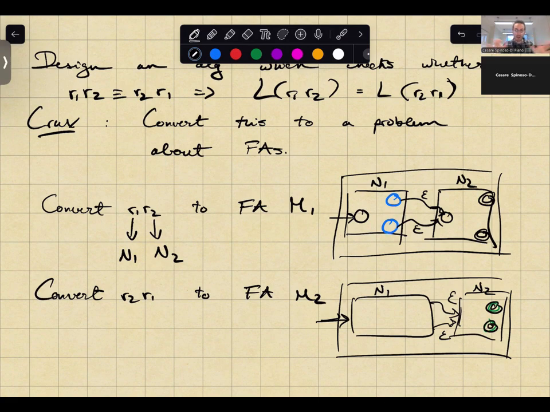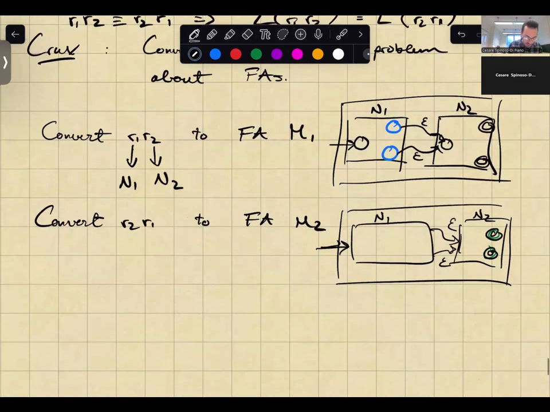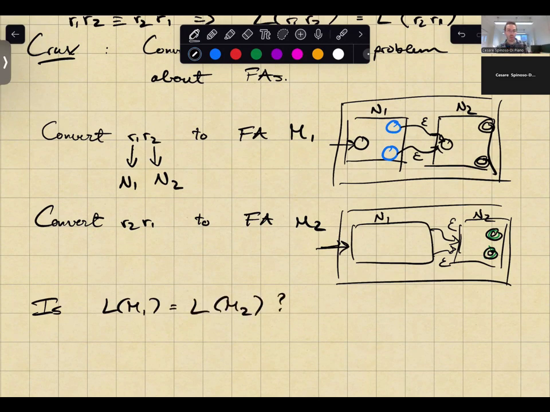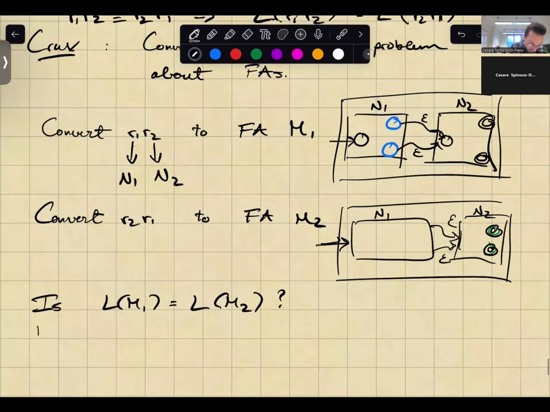Okay. So now I have my two FAs, and now the question becomes, is L of M1 equal to L of M2? This is the new question that I'm trying to answer. And this is kind of nice because maybe M1 and M2 are NFAs, in which case it's probably tricky to ask this question because it's hard to map these things and you might run into problems because of non-determinism.